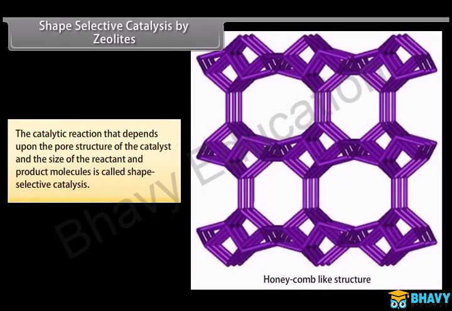Shape selective catalysis by zeolites. The catalytic reaction that depends upon the pore structure of the catalyst and the size of the reactant and product molecules is called shape selective catalysis.